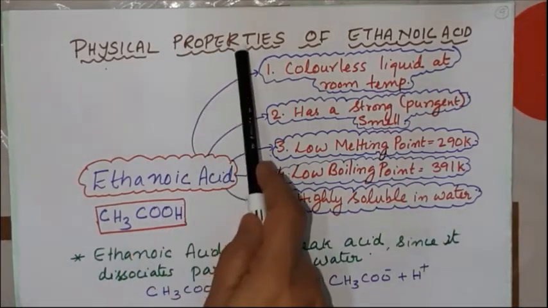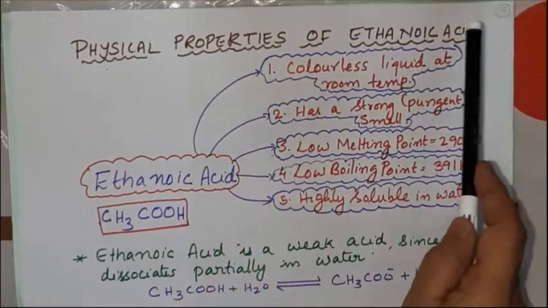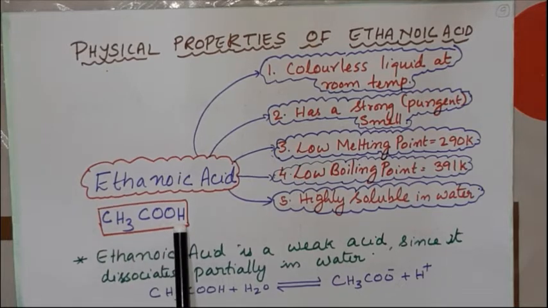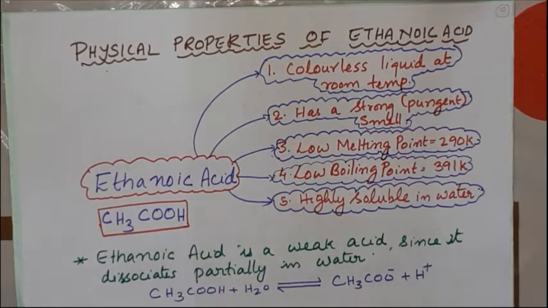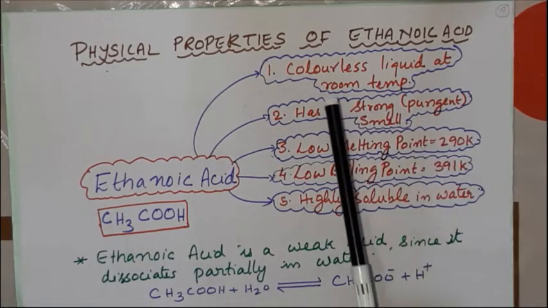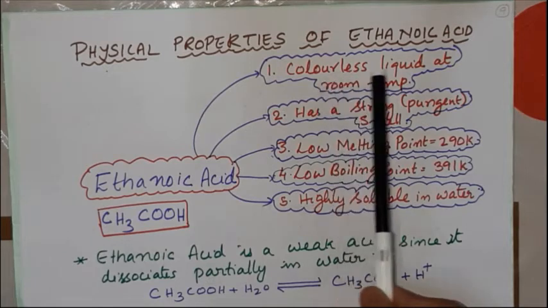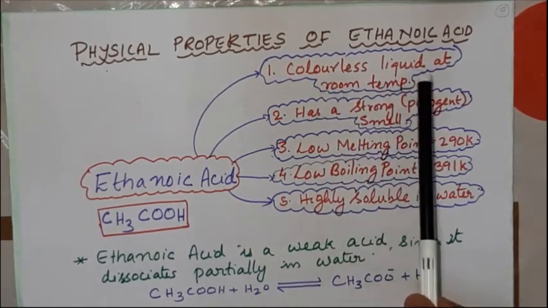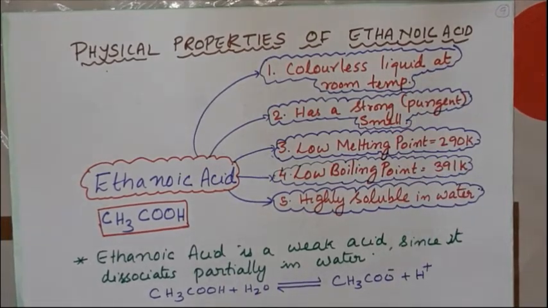So, physical properties of ethanoic acid. Before starting the physical properties, see the formula of ethanoic acid. It is CH3COOH. Let me list out the physical properties of ethanoic acid. So first, the physical appearance. It is a colorless liquid at room temperature.